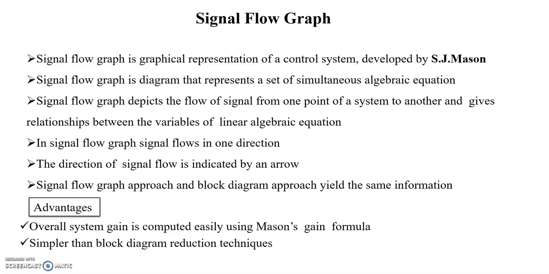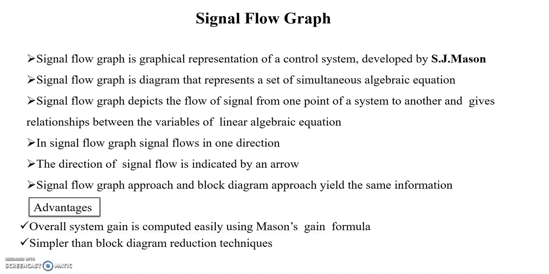This flow graph was developed by S.J. Mason. The signal flow graph is a diagram that represents a set of simultaneous algebraic equations. The signal flow graph depicts the flow of signal from one point of a system to another and it gives the relationship between the variables of linear algebraic equations. In the signal flow graph, signal flows in one direction. The direction of the signal is indicated by an arrow.